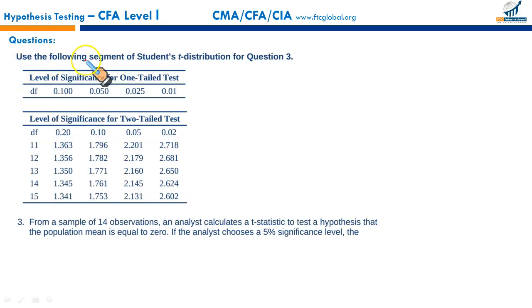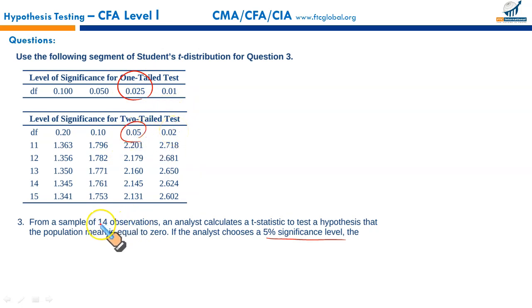Next, question number 3. Use the following segment of students' t distribution for question number 3. We have been given the level of significance for one tail and two tail, and we have been given the degrees of freedom. From a sample size of 14 observations, an analyst calculates a t-statistic to test a hypothesis that the population mean is equal to 0. If the analyst chooses a 5% significance level: in case of a one tail test it's 2.5%, and in case of a two tail test, it's 5%.